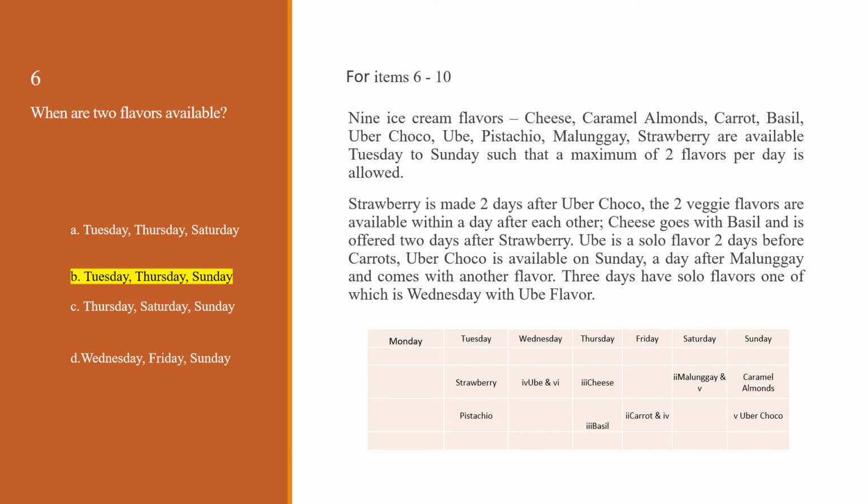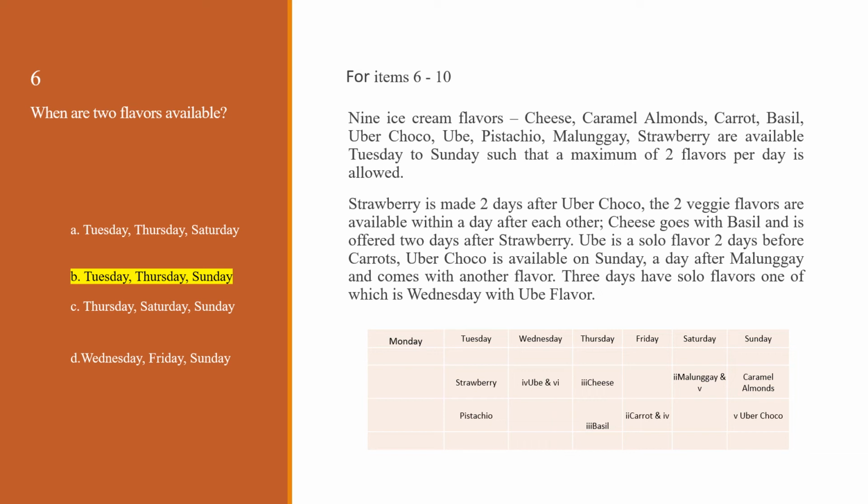because Ube Choco is a reference for strawberry. So strawberry follows Ube Choco 2 days after that. So we have Ube Choco on a Sunday. Therefore, strawberry will have to be offered on a Tuesday.